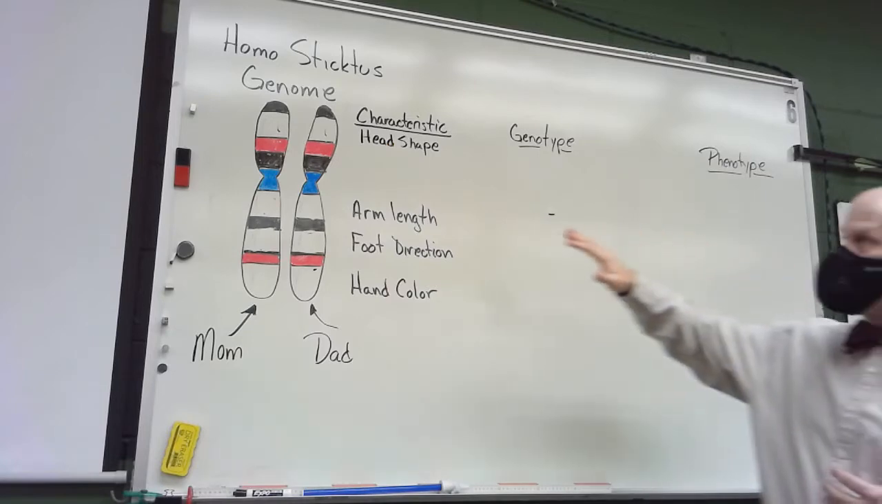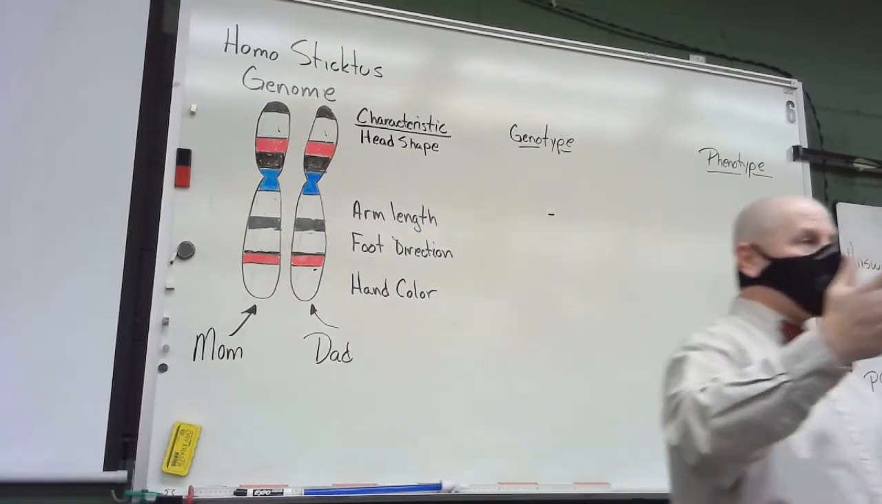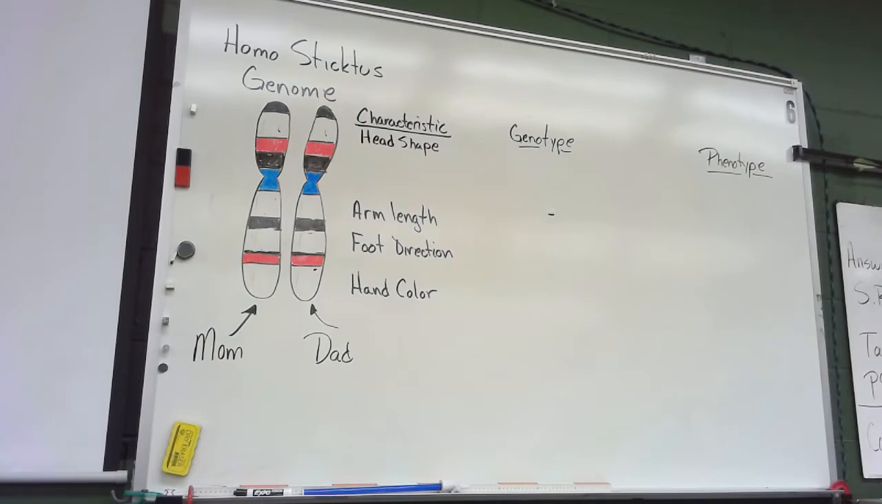The genome is the map of the chromosomes. Your genome consists of how many chromosomes? How many chromosomes do you have? What's your genome? How many chromosomes? Ryan? 44. 44. A lot.